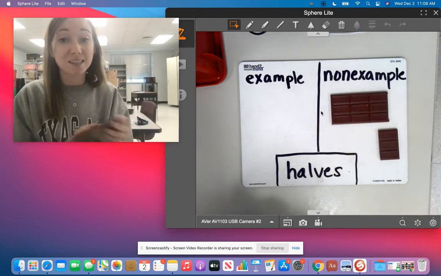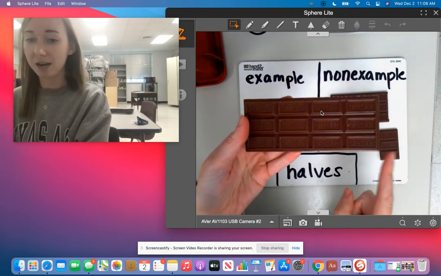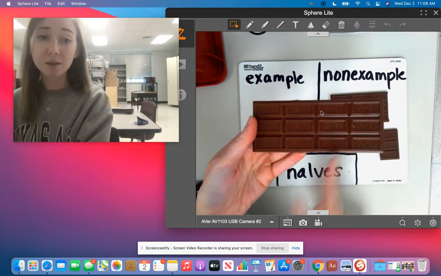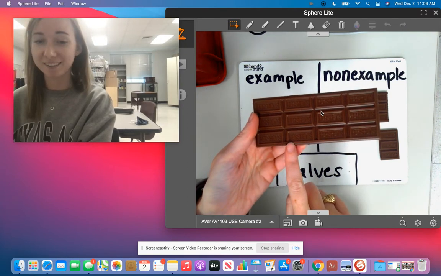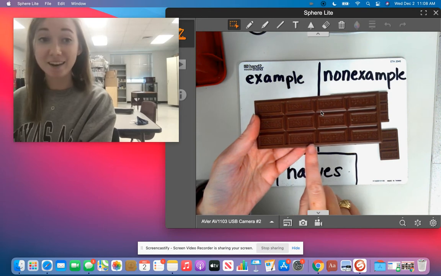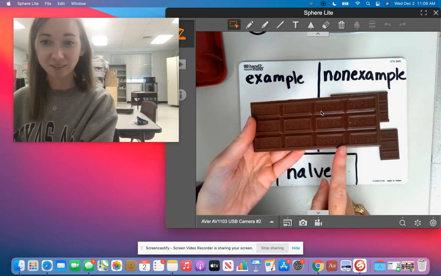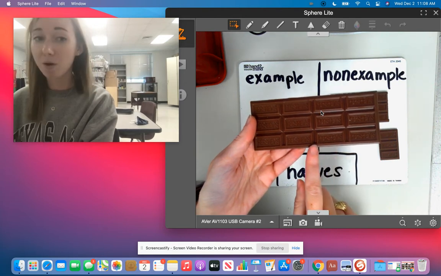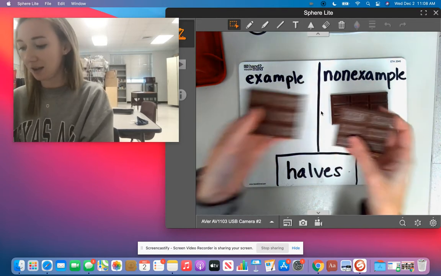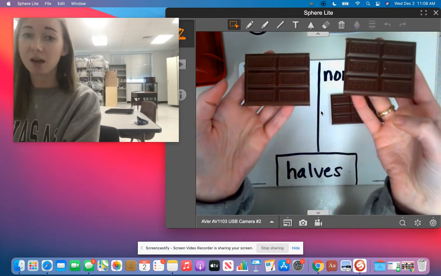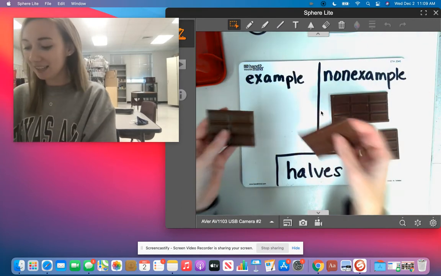So I'm going to take a different chocolate bar and I want you guys to tell me where I should break this bar in half to make halves. So should I break it here? Should I break it here? Should I break it here? I think I heard the most people say I should break it here. So I'm going to break it right there. And I want you guys to tell me, is this an example of halves? It is an example of halves.